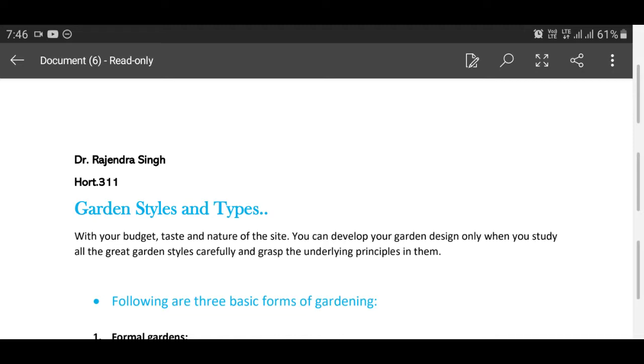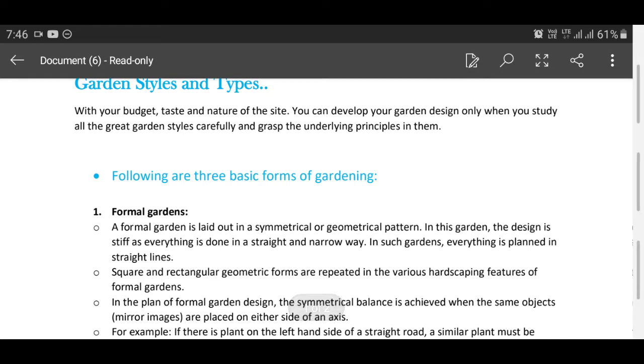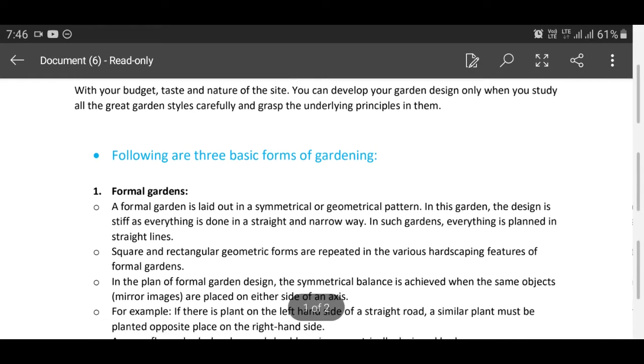Hello students, today's topic is garden styles and types. With your budget, taste and nature of the site, you can develop your garden design only when you study the great garden styles carefully and grasp the underlying principles in them. Following are the three basic forms of gardening.